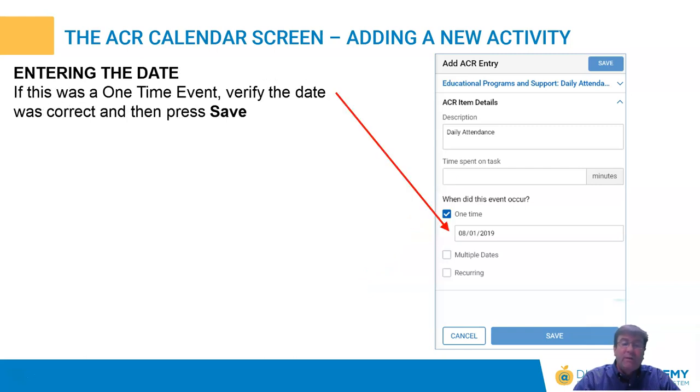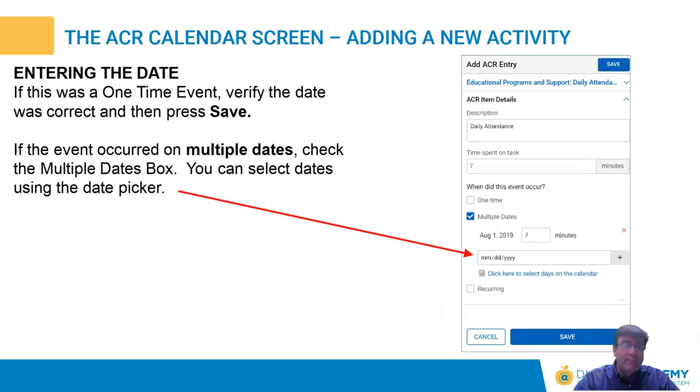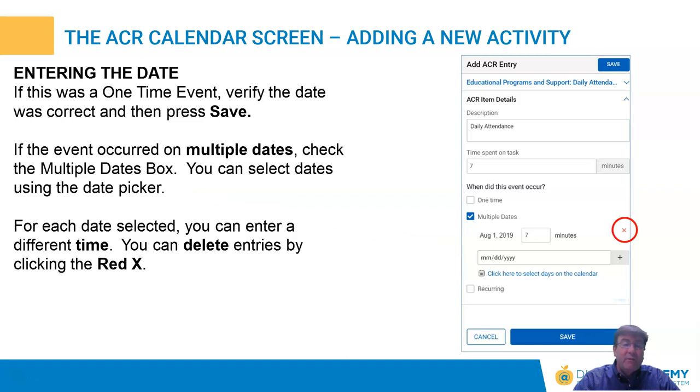At that point, you can indicate when it occurred. If it's a one-time event, you enter the date and press Save. By default, it will be populated with the date that you clicked on the calendar. If the event occurred on multiple dates, you can check the Multiple Dates checkbox. You can then type in the dates that it occurred and hit the plus button. For each date, you can edit the time, or you can delete it if you make a mistake.